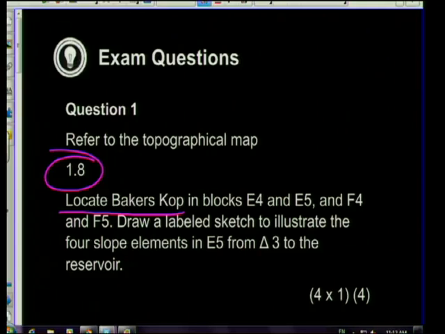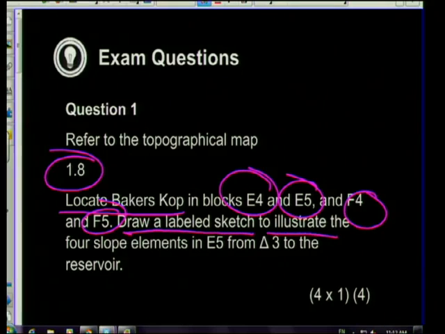Yes. Note, the question was not to identify. The question was to describe the rock. And I hope you're getting the type of way you've got to answer these types of questions, especially in a matric exam. Moving on to question 1.8. Locate Baker's Cup in blocks E4, E5, F4, and F5. Draw a labelled sketch to illustrate the slope elements in E5 from trig beacon 3 to the reservoir.